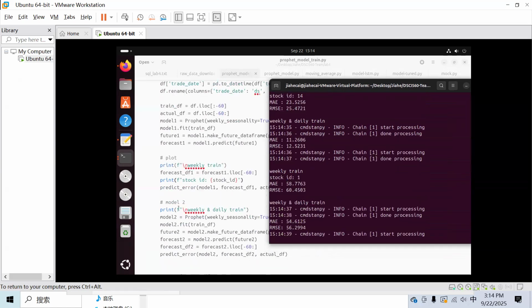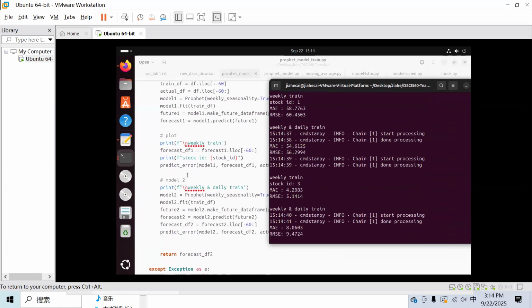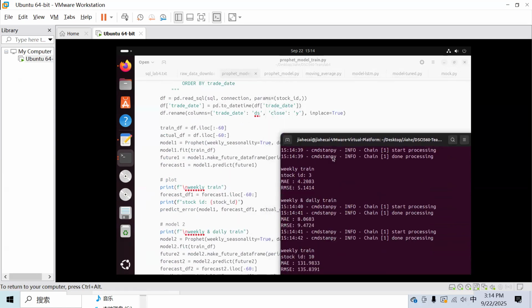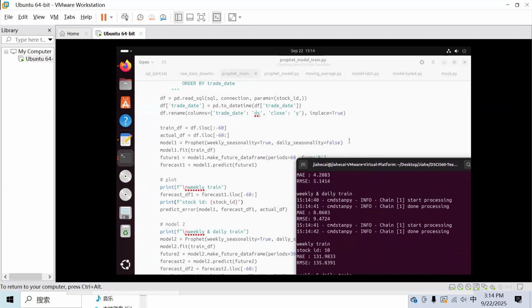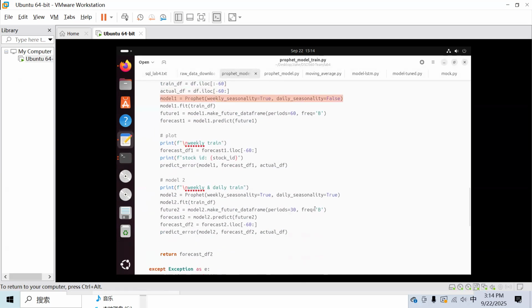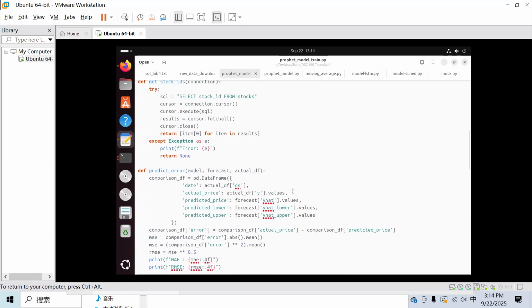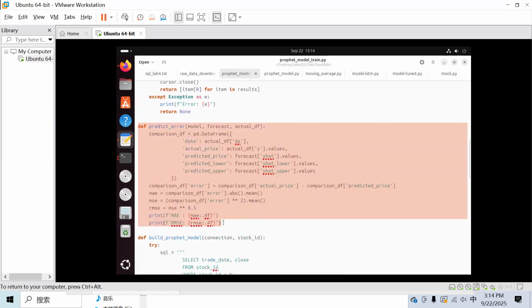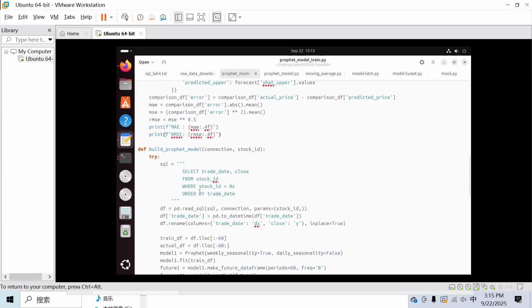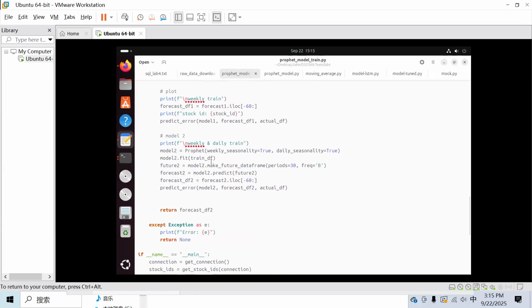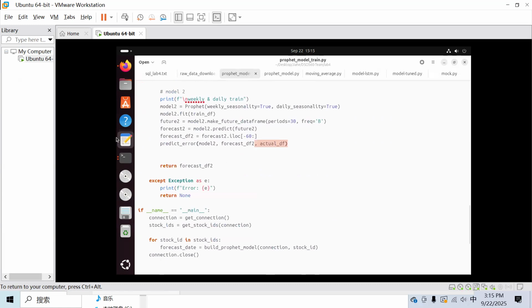Here I separate the training with 2 models. The first one has only weekly, and the second one has weekly and daily. Based on the errors, the MAE, MSE, and RMSE, we find that the one with daily and weekly performs better.